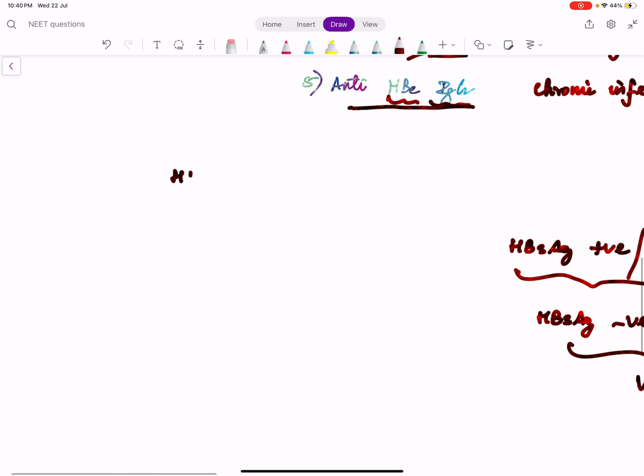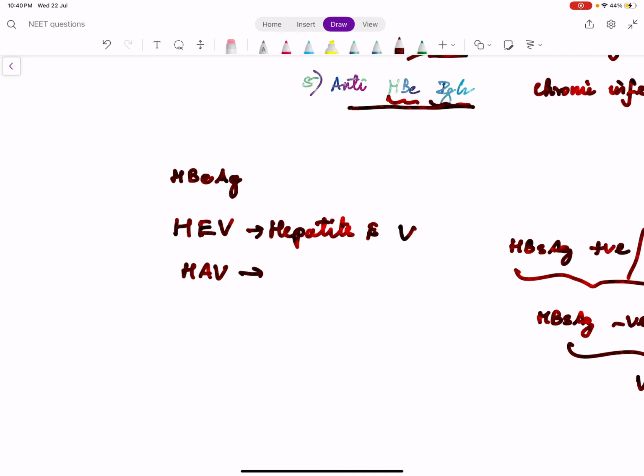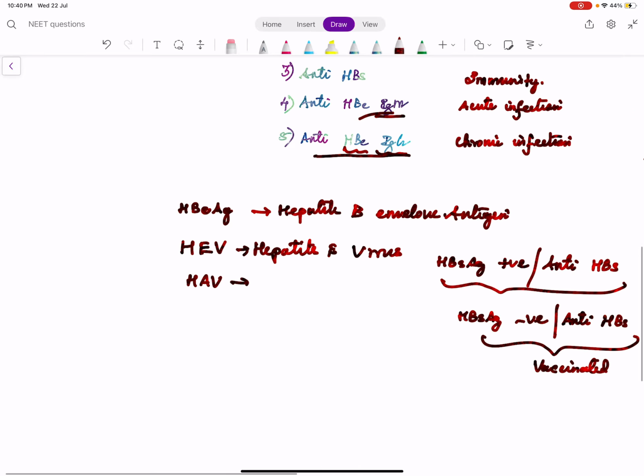Don't confuse capital H, capital B, small e, capital A, small g with capital H, capital E, capital B. This is hepatitis C, right? HAV is hepatitis A virus. HEV is hepatitis E virus. HBeAg is hepatitis B envelope antigen, E antigen. Many people get confused, that's why I mentioned it here.